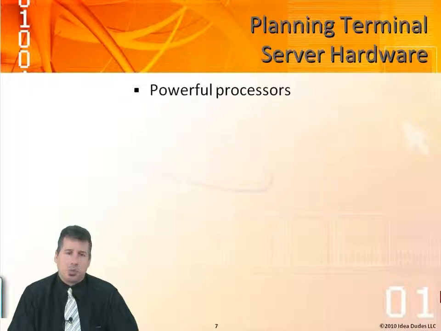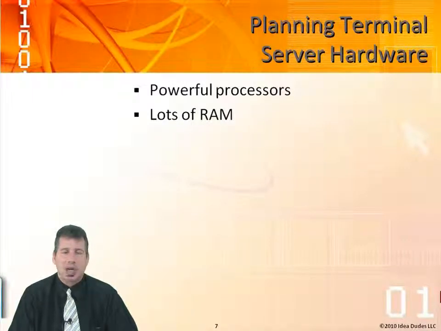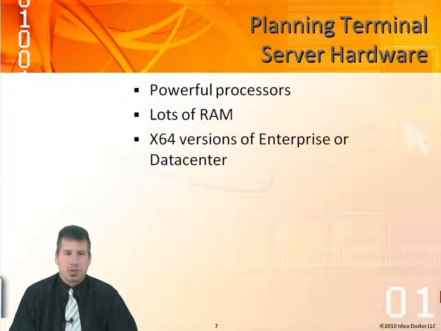So whatever we can give to the terminal server, that's what we want to do. Lots of RAM, because these are RAM intensive programs. So you need to look at each of the different desktops, how much RAM it is taking for those users, and then you need to multiply it so that way you can get enough RAM on the actual terminal server itself. x64 versions of Enterprise and Data Center are the ones that you want to use because they provide the most RAM that we can get.